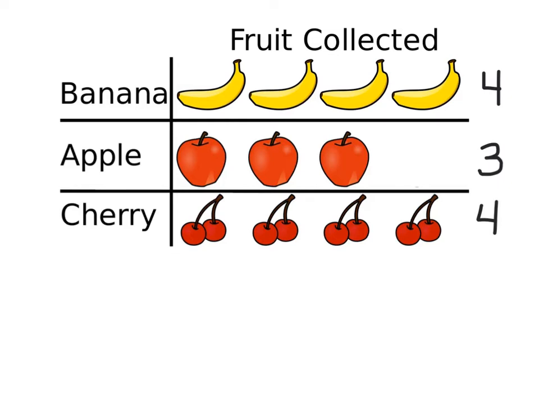So by looking at this, what fruit did she collect the least amount of? The apples. Because we can see that she only collected 3 of those, and we know that 4 is bigger than 3. So you see how you use the picture to give you the information when you're looking at it. Does that make sense to everyone? Yes. Great. Let's look at the next pictograph.